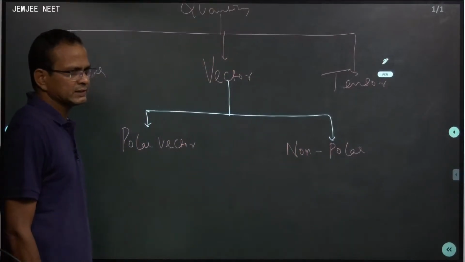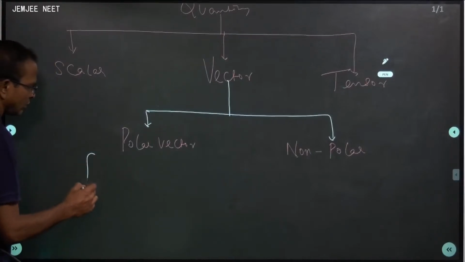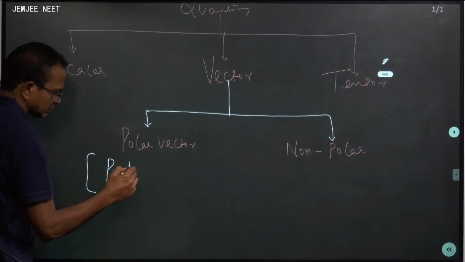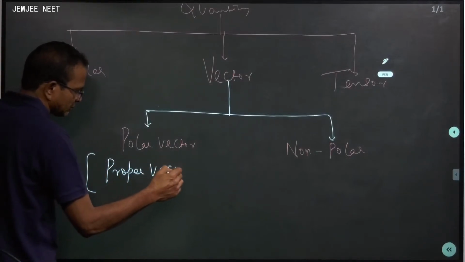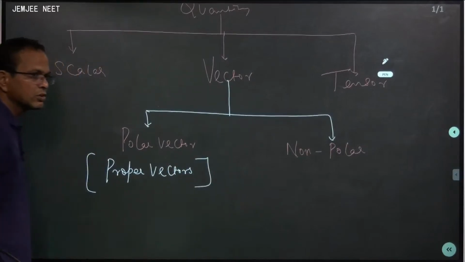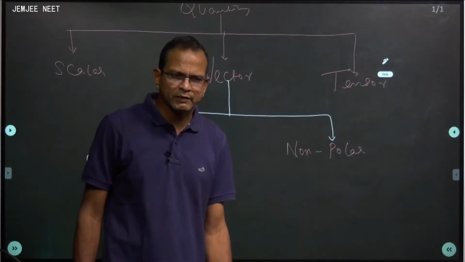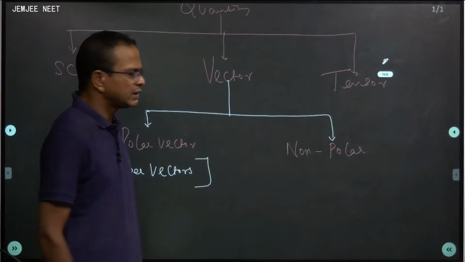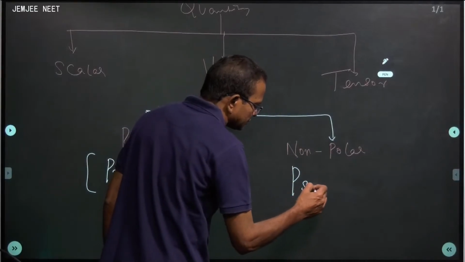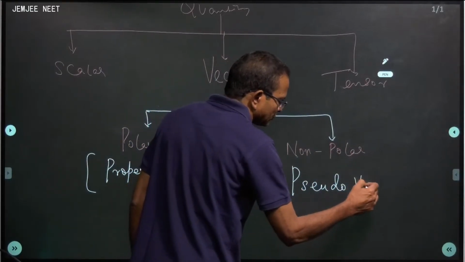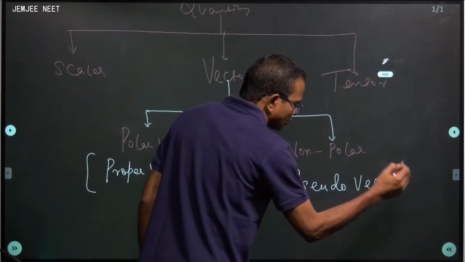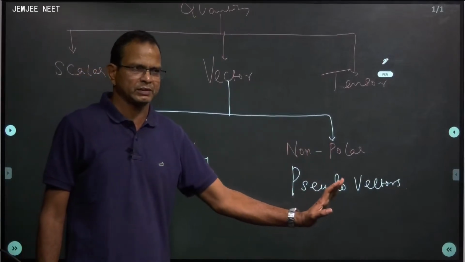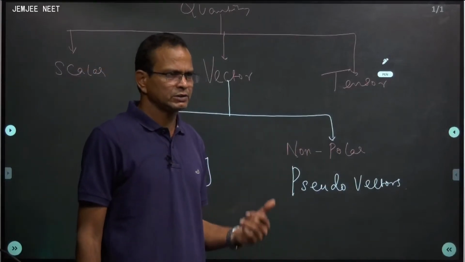Polar vectors and non-polar vectors. What do you mean by polar vector? The polar vector is also called proper vector. What do you mean by non-polar vectors? Obviously, improper vectors. Improper vectors are also called pseudo vectors. No doubt, proper and improper; instead of improper, we prefer to call it pseudo vector.